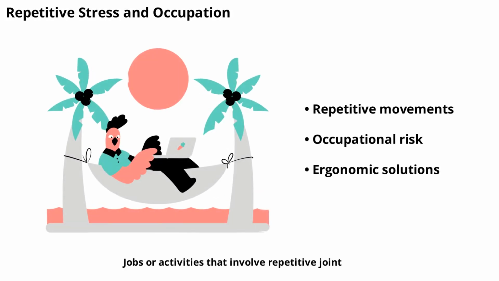Jobs or activities that involve repetitive joint movements or heavy lifting can accelerate osteoarthritis development. Over time, repetitive stress can wear down cartilage and increase the risk of joint damage. Ergonomic adjustments and regular breaks can help reduce this risk.